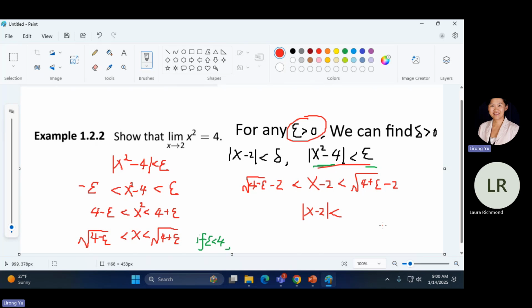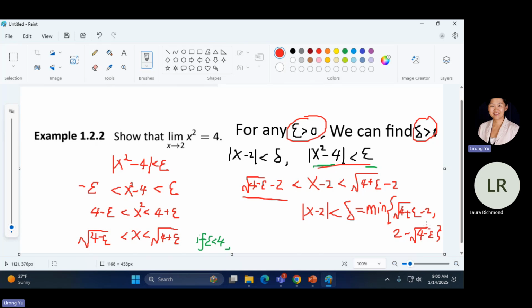So you're going to have to switch it to get the absolute value, because you need to find the absolute value as the boundary. So now that means that we have to find a delta. What is this delta? We can find that delta is equal to the smaller one between the two: root of 4 plus epsilon minus 2, and 2 minus root of 4 minus epsilon. These are the two numbers, and that finishes determining the delta.